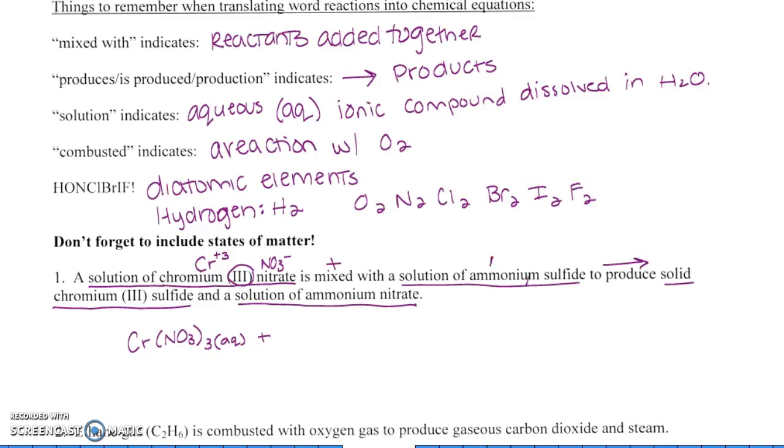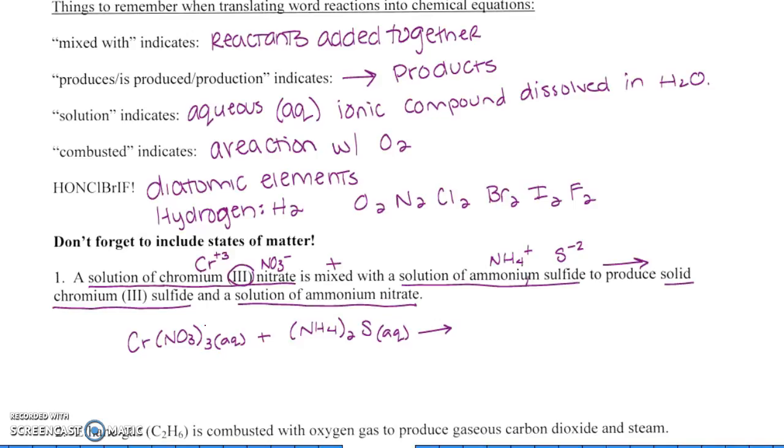A solution of ammonium, which again is another one of our polyatomic ions, NH4+. Sulfide is just a sulfur ion with that -2 charge. And I know I need 2 of the positive ones to balance out my -2. So I'm going to end up with (NH4)2S. And again, it's a solution, so it will be aqueous. So from here, I know that these two things mixed together are going to produce something. So I'm going to include my reaction arrow here.